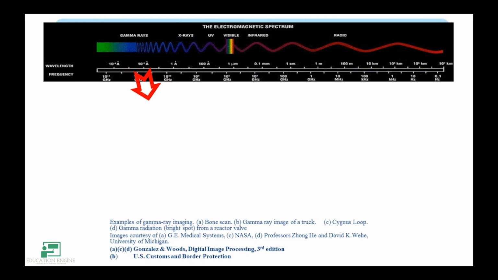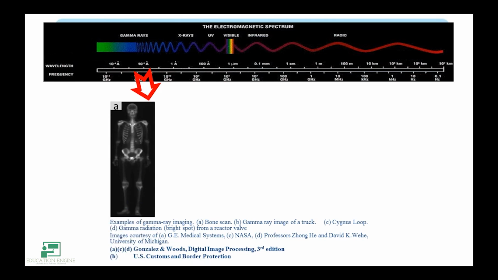So the first image shows a complete bone scan. Images of that nature are used to locate infections or tumors. In positron emission tomography, PET, the patient is given a radioactive isotope that emits positrons as it decays. When a positron meets an electron, both are annihilated and 2 gamma rays are given off. These then are detected and a tomographic image is created using the basic principles of CT. So it's similar to X-ray CT.